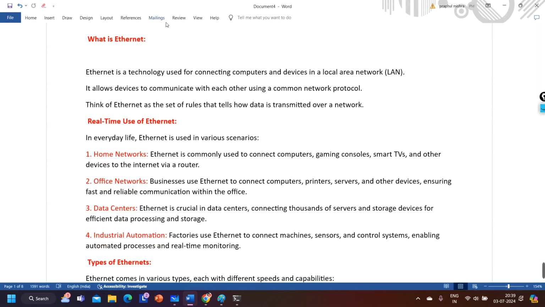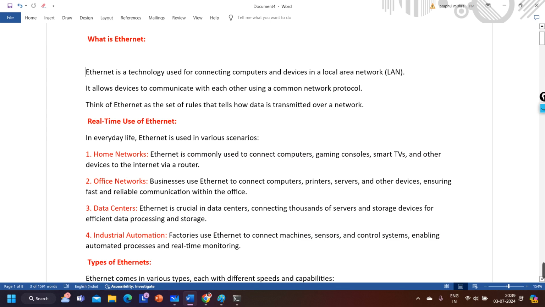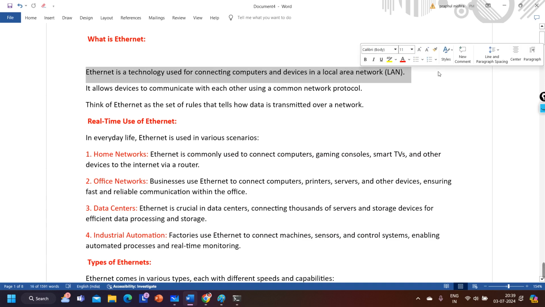Is it visible? Can anyone read what is Ethernet? Ethernet is a technology used for connecting computers and devices in a local area network.